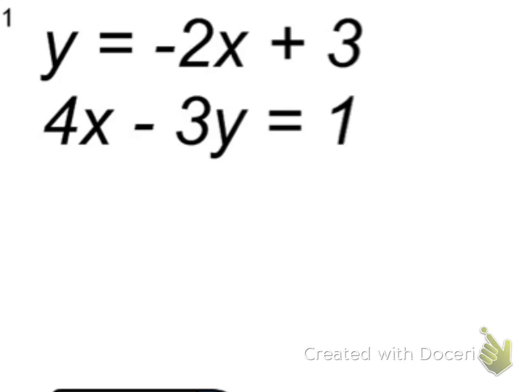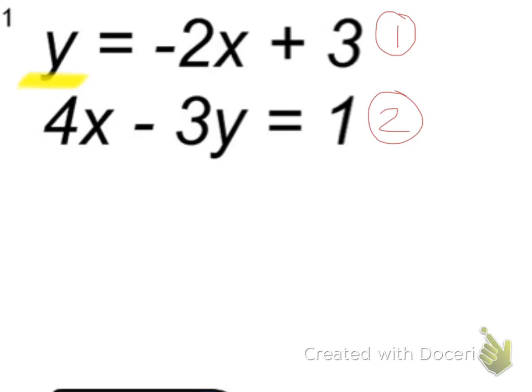So here's an example. When you're starting with a system, the first thing you should do is label the equations. This system has two equations. This will be equation 1, and this will be equation 2. And you're looking to see whether or not there's a variable isolated already. So I can see that the y is isolated. It doesn't matter if it's x or y, but here's a y that's isolated.